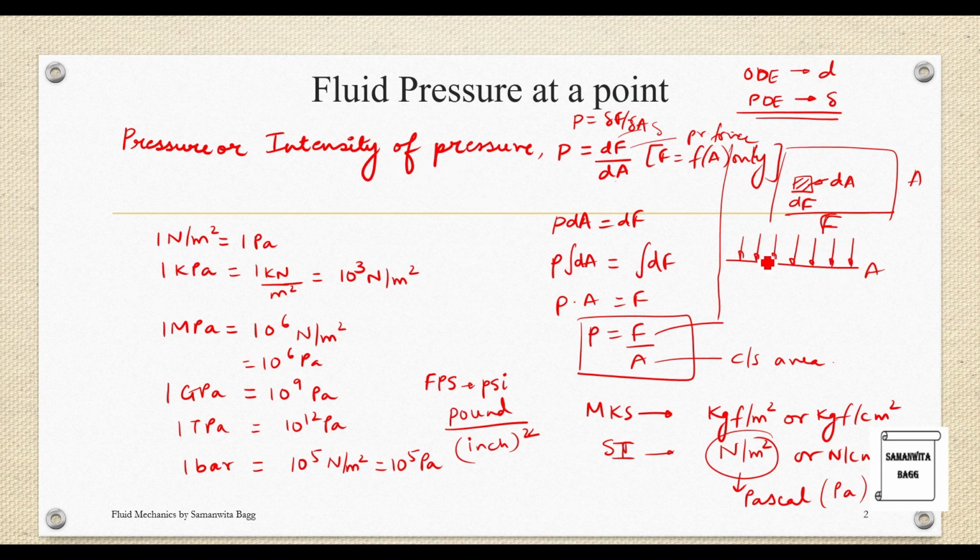So here you can see that we are talking about a particular area. A point means some small cross-section area where we are talking about, and we want to measure the pressure, so you can use this formula P is equal to F upon A, where F stands for pressure force and A stands for cross-sectional area. So with this, I end the session.